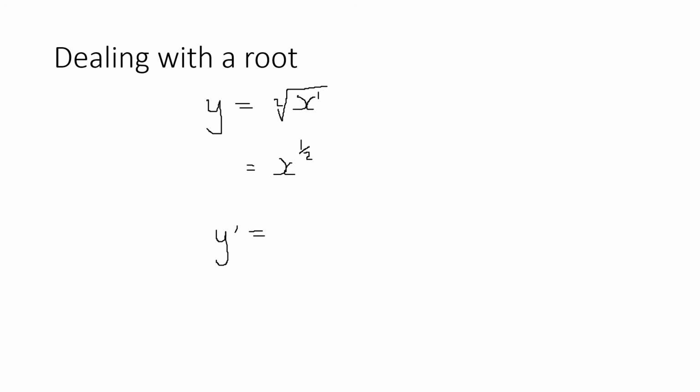So we have x to the half, and what does the power rule say? We send the index in front. So that leaves us with a half in front of our x. And we take away 1 from that index. So that's 1, let's put it like this, 1 over 1, because we're dealing with a fraction.